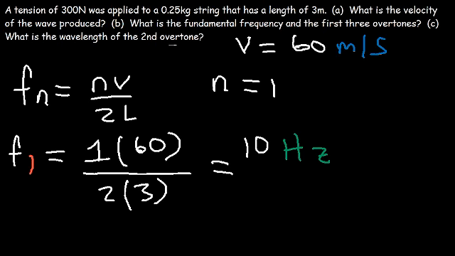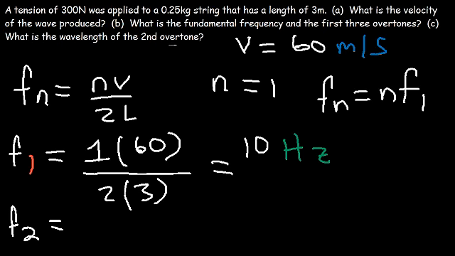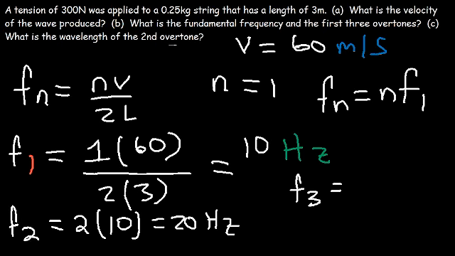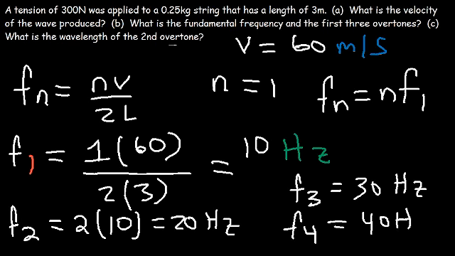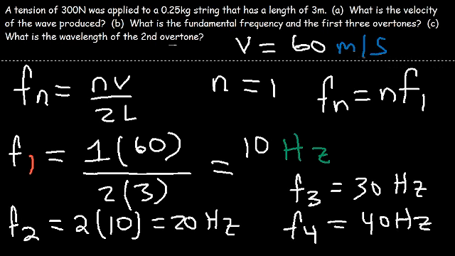Now that we have the fundamental frequency, we can use this equation to find the first three overtones. The first overtone is basically the second harmonic, which is 2 times the fundamental, so it's going to be 20 hertz. The second overtone, which is the third harmonic, is 10 times 3, that's going to be 30 hertz. And the third overtone, which is the fourth harmonic, is 10 times 4, which is 40 hertz. So that's all you got to do for part B.